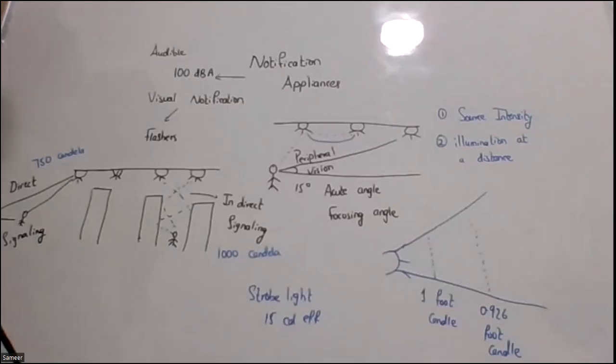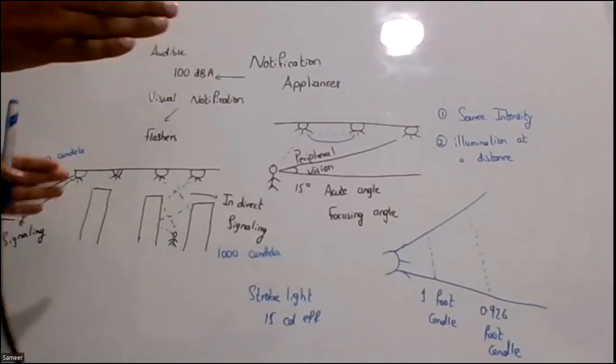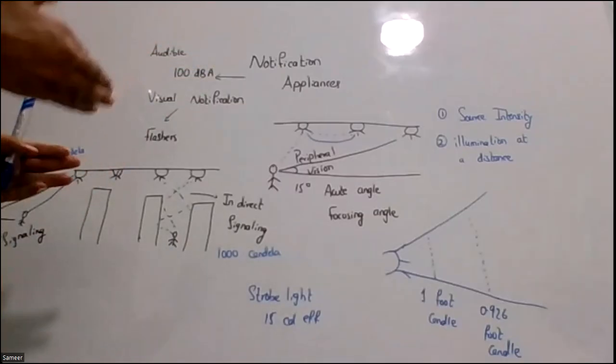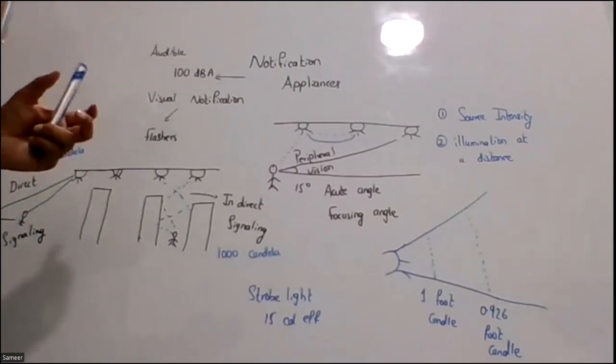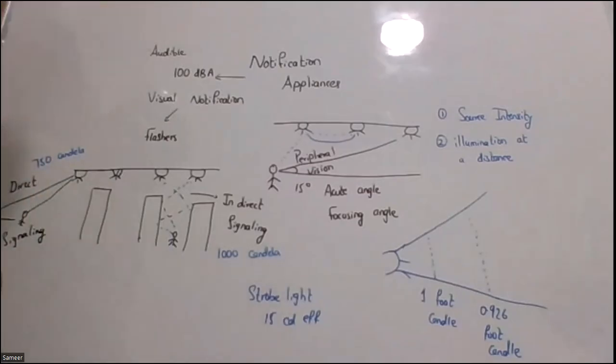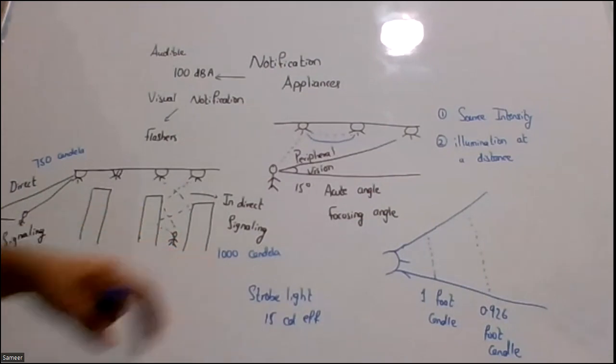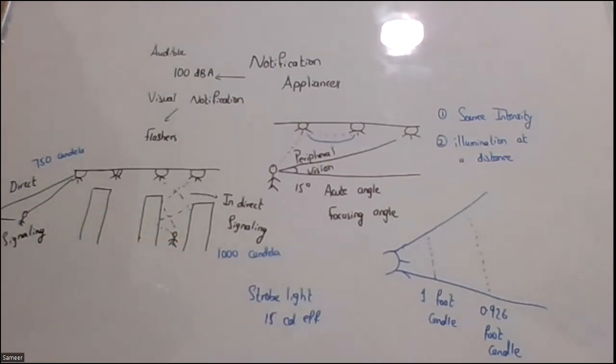Once the room size increases, there's a complete table. What will happen then? We may require multiple strobe lights. Based on that, with 15 cd, 15 cd, 15 cd, we may require 2, 3 or even 4, just to make sure that the strobe light is enough for us.